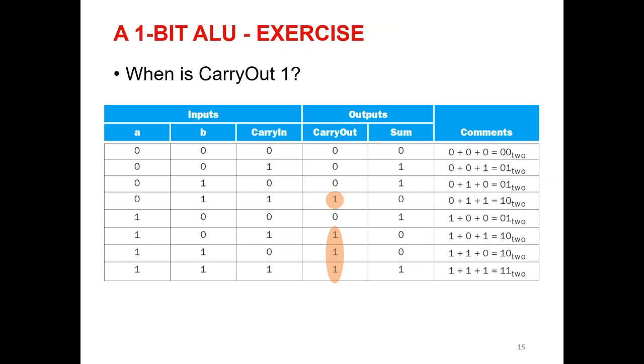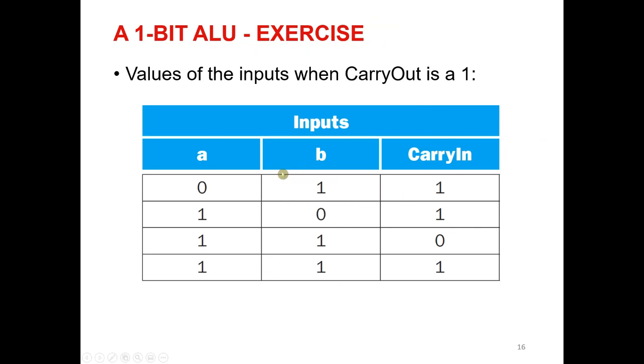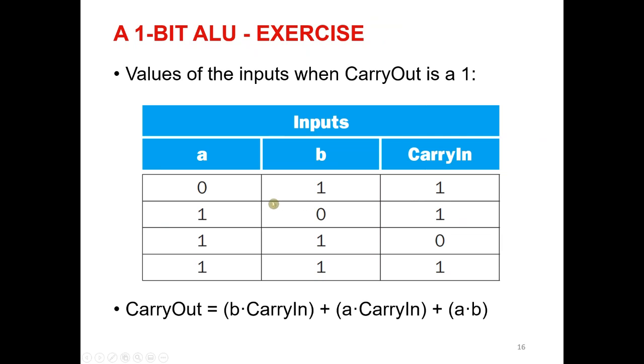Okay, so the only thing I'm doing here is selecting only the values I'm interested in, the ones which are 1. And then I'm just reducing the table with the values in which I'm interested. Okay? And the carry out then is 1 when I have these inputs. So then it's easier for me to do the logic equation for carry out. So the carry out will be 1 when B and carry in are 1, which is what I have highlighted in red.